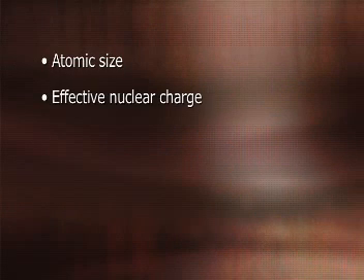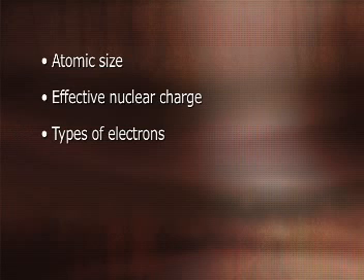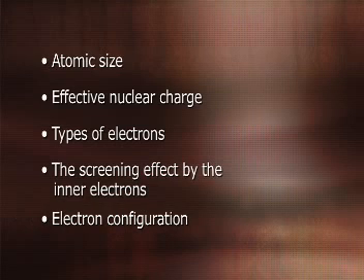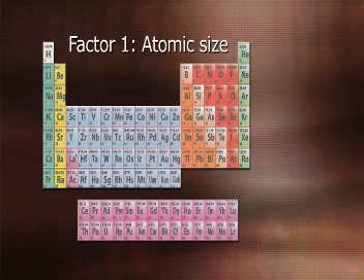There are several factors that can affect ionization energy, including atomic size, effective nuclear charge, types of electrons, the screening effect by the inner electrons, and electron configuration. Let us go through each factor in more detail. As the atomic size increases, the valence electrons become held less tightly by the nucleus. Therefore, less energy is needed to remove these electrons. For example, less energy is needed to remove an electron from a cesium atom than a lithium atom, because the cesium atom has a larger atomic size.